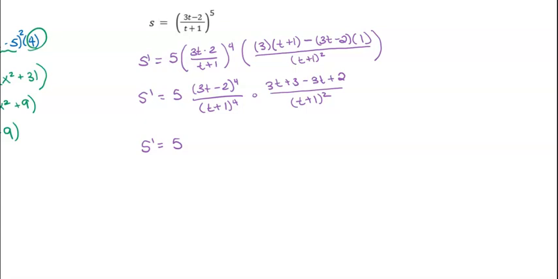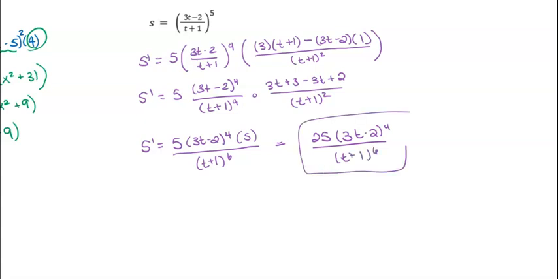Okay, so now I can write this all as one expression. So I have 5, 3t minus 2 to the power of 4. If I just take a look here, I've got 3t minus 3t plus 3 plus 2. So that just turns into 5. All over, these denominators multiplied together is t plus 1 to the power of 6. And I can actually simplify it a little bit more because I've got 2 whole numbers here now, 2 regular numbers, 2 integers. And there's my final answer.